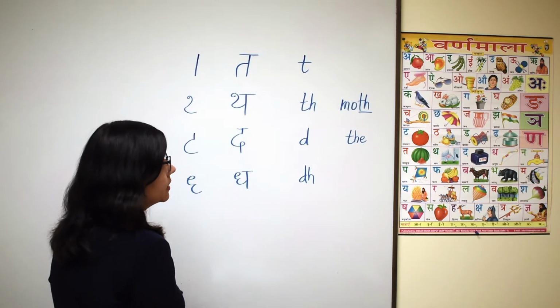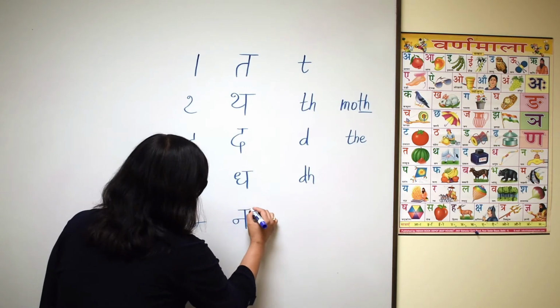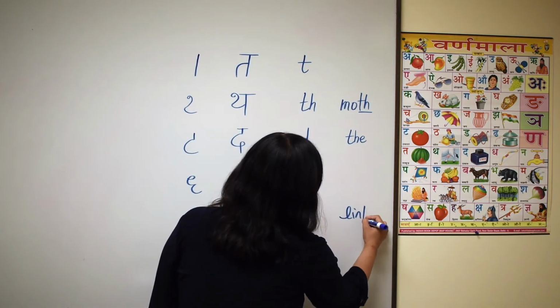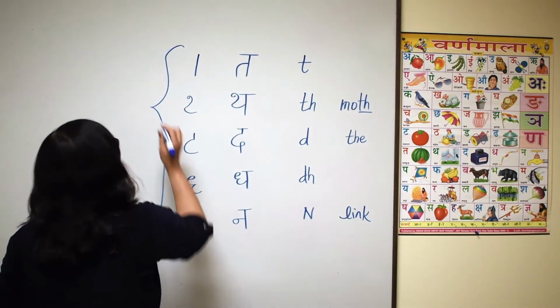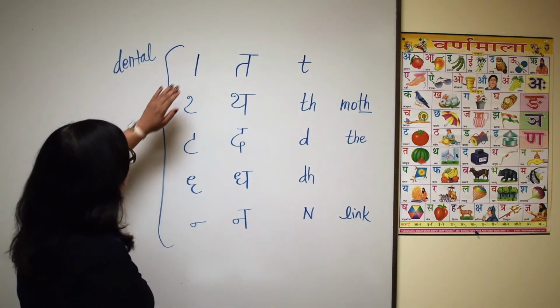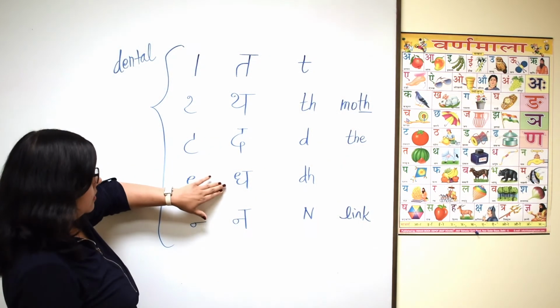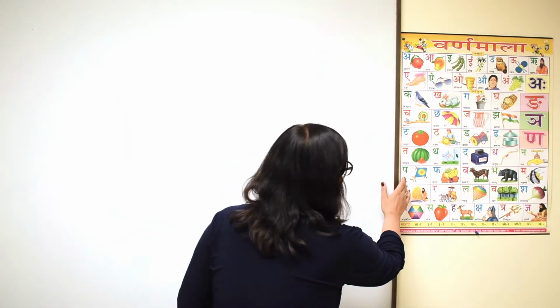Okay, and then after that, the final one in that row is n, and that's our N. Okay, so these are our dental consonants. Okay, we use our teeth to make them, and to review, the, th, the, dh, n. So our next line of consonants is going to be our labial consonants, which means that we will be using our lips to make them.